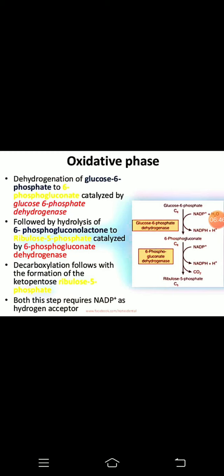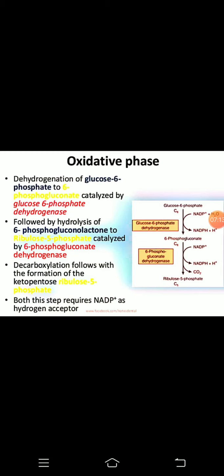And decarboxylation means what? Removal of the CO2 or removal of one carbon atom. So from this 6 carbon compound, the 5 carbon compound ribulose 5 phosphate is formed. So in the oxidative phase what happened? 2 molecules of NADPH are produced and one CO2 is removed and the ribulose 5 phosphate molecule is formed.